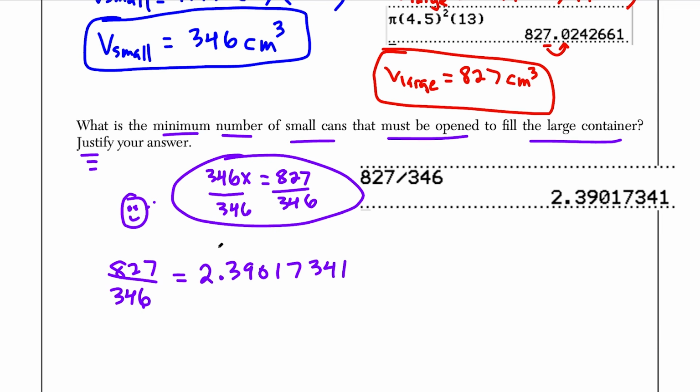But no, this is a very, very, very dangerous bear trap. They're not telling us to round to the nearest whole number. They want to know, what is the minimum number of small cans? And in this case, it's going to be 3.